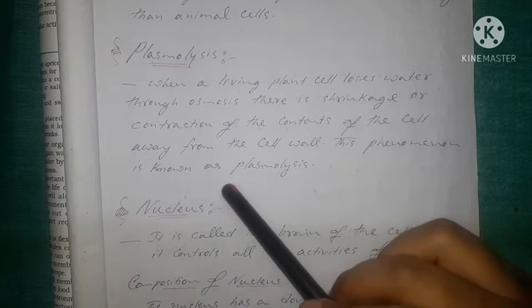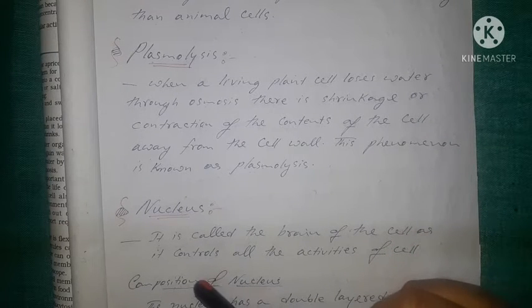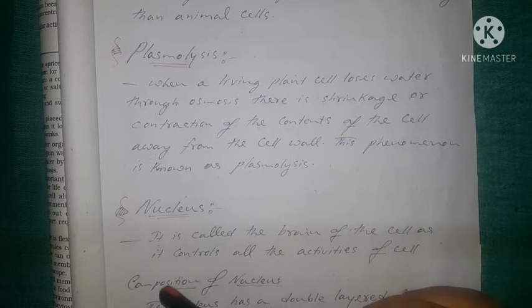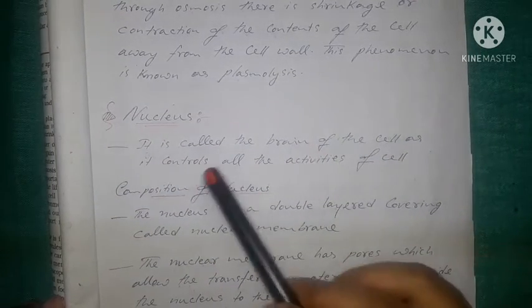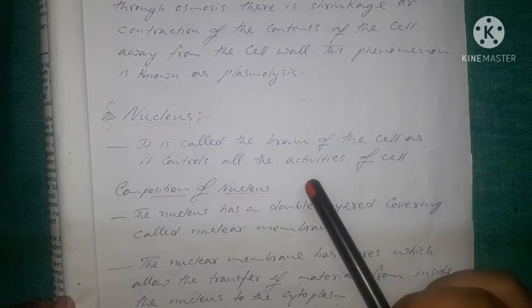So therefore this phenomenon is known as plasmolysis. So next is the nucleus. So what is the nucleus? It is called the brain of the cell as it controls all the activities of the cell.